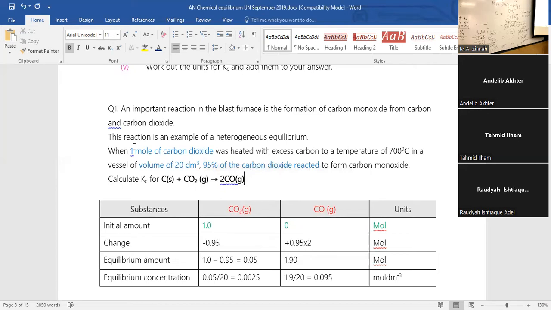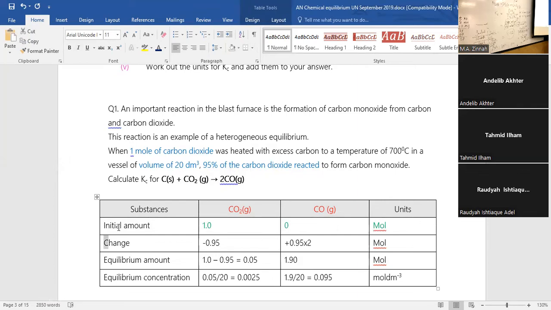So look at the equation. In the equation you get 3 substances, but in the table you just consider 2 substances because one of them is solid and solid doesn't appear in the equilibrium expression, right? Solid is not there. So for the initial amount, what is given in the statement, the moles of carbon dioxide is 1 and that of carbon monoxide is 0. So no carbon monoxide there.